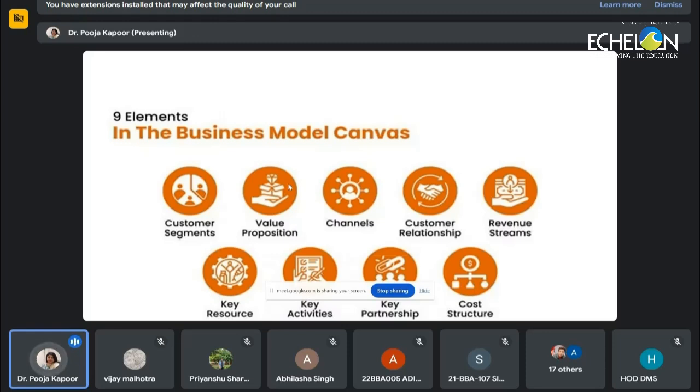I told you a one page statement is something we talk about. In that one page there are 9 important elements in the business model canvas. These are the 9 important elements, which start from value proposition, the channels, the customer segments, the customer relationship model, revenue streams, cost structures, key partnership, key activities, and key resource.